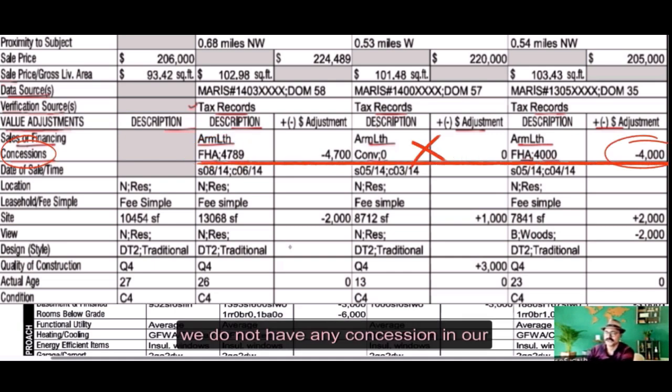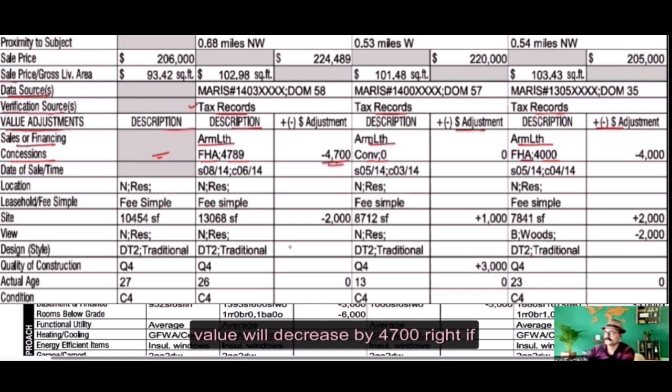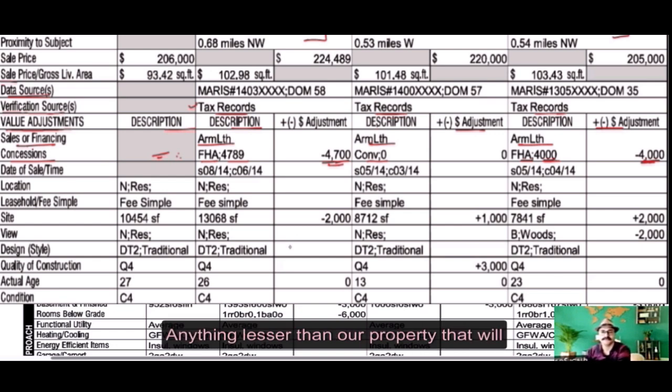Now we do not have any concession in our property, and this is our subject property. So obviously, if there would not be any concession, the value will decrease by 4,700, right? If they have a $4,000 concession, it will decrease by 4,000. We do not have any concession. If something they have more is removed from there, the value will decrease by 4,700. That is what I told, right? Any extra in these properties will be decreased. Anything lesser than our property will be added.